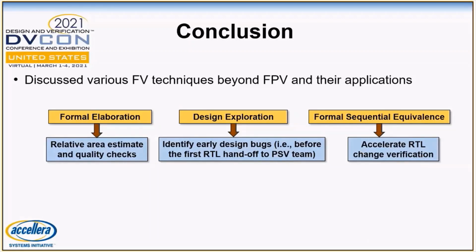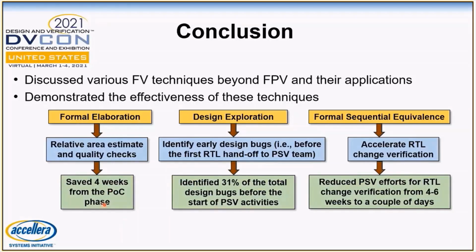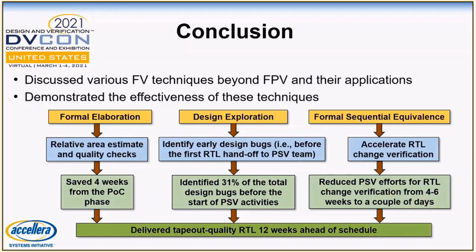I also demonstrated the effectiveness of these techniques, which are savings of 4 weeks from the POC phase, identification and root cause of 31% of the total design bugs before the start of PSV activities, significantly accelerated RTL change verification, and combining all together, delivery of tape-out quality RTL 12 weeks ahead of schedule.